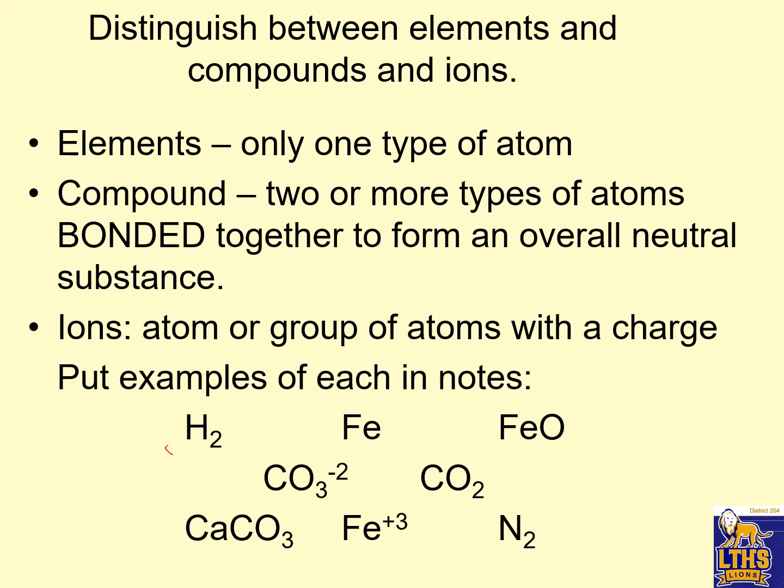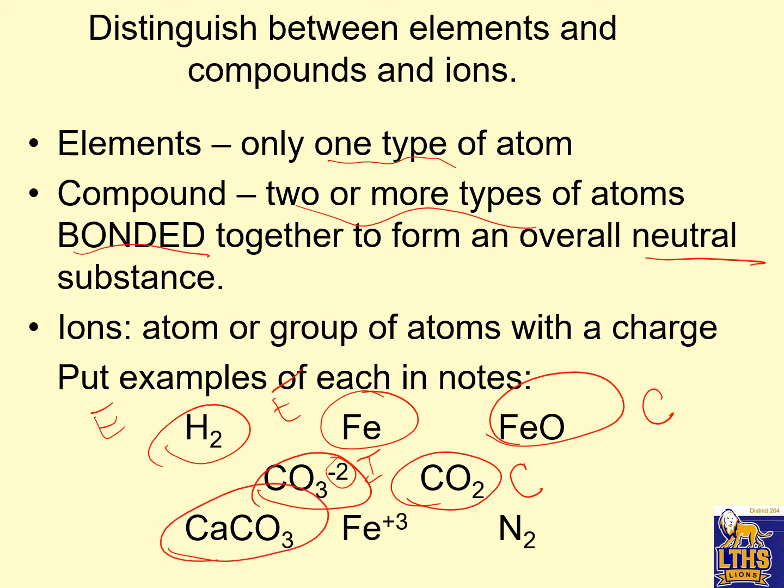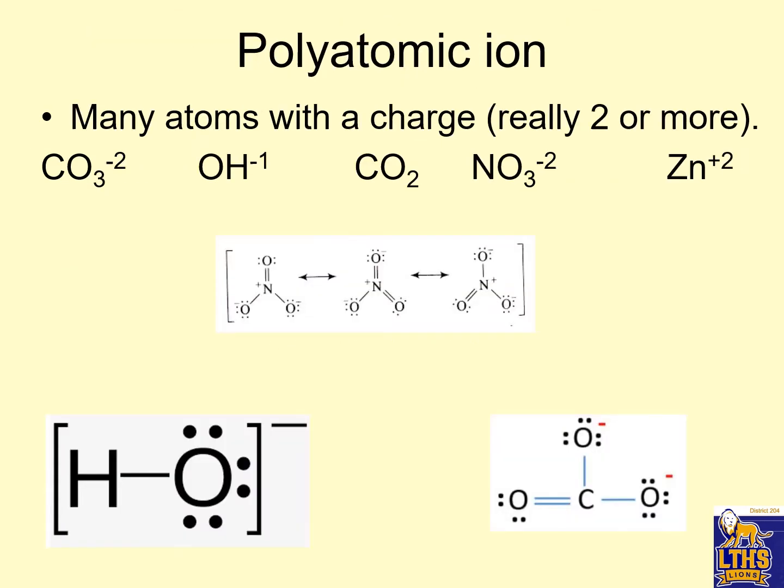So we have H2. That is an element because it's got one type of atom. Fe, element, one type of atom. FeO2, compound because it's got two different types of atoms. CO3 -2 is an ion because it has charge. CO2, compound because it's two or more types of atoms bonded and it's neutral. CaCO3, compound. Fe +3 is an ion, and N2 is an element. Make sure you can identify those yourselves.